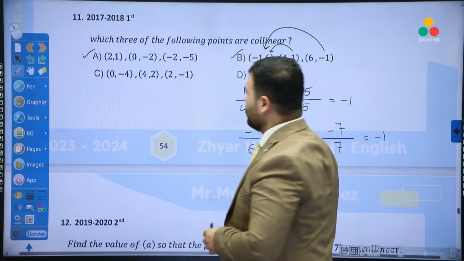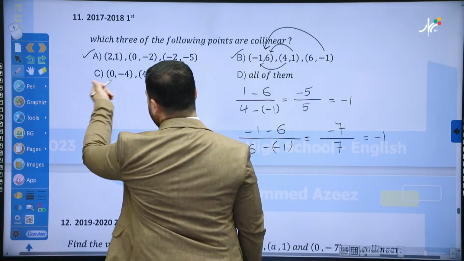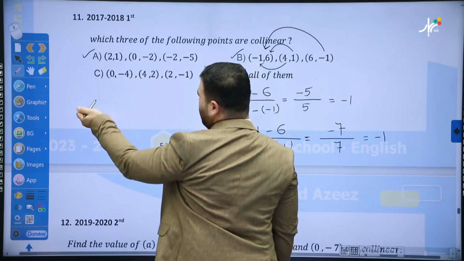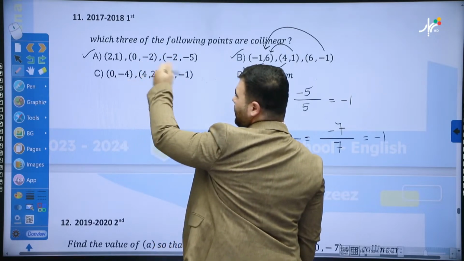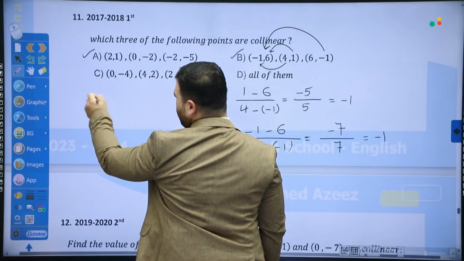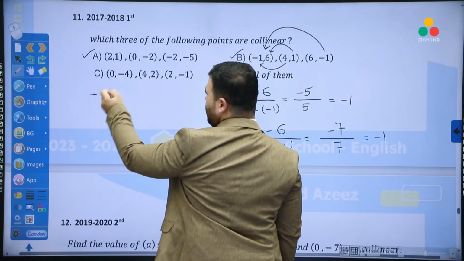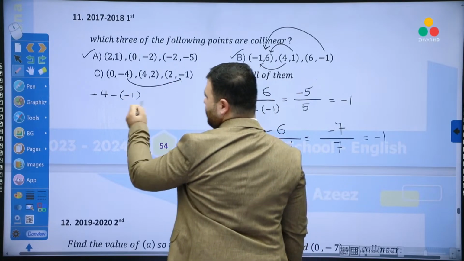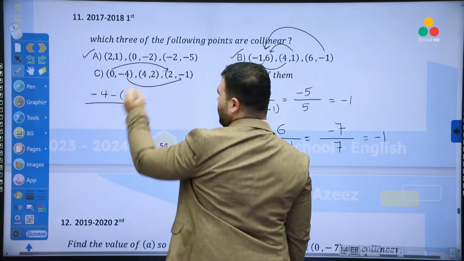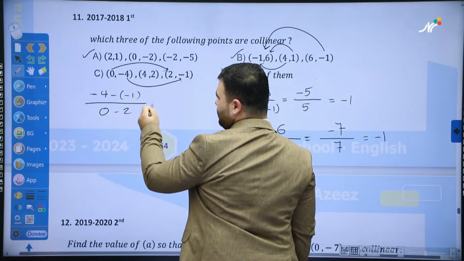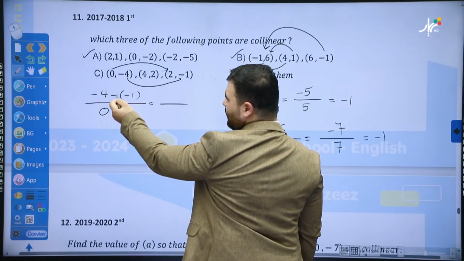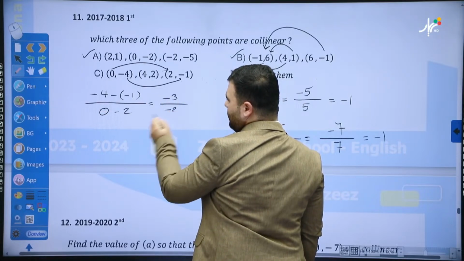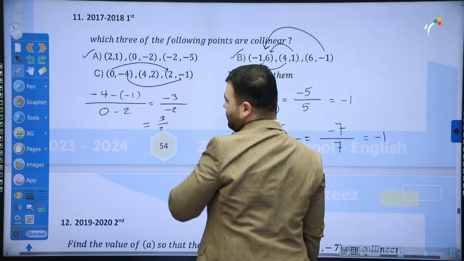Now we are forced to check for C. Negative 1, 4. Okay, so here we can find the slope between these 2 points first. Negative 4 minus negative 1 over 0 minus 2. This is equal to positive 1. Negative 4 plus 1 is negative 3, and this is negative 2. That's equal to 3 over 2.